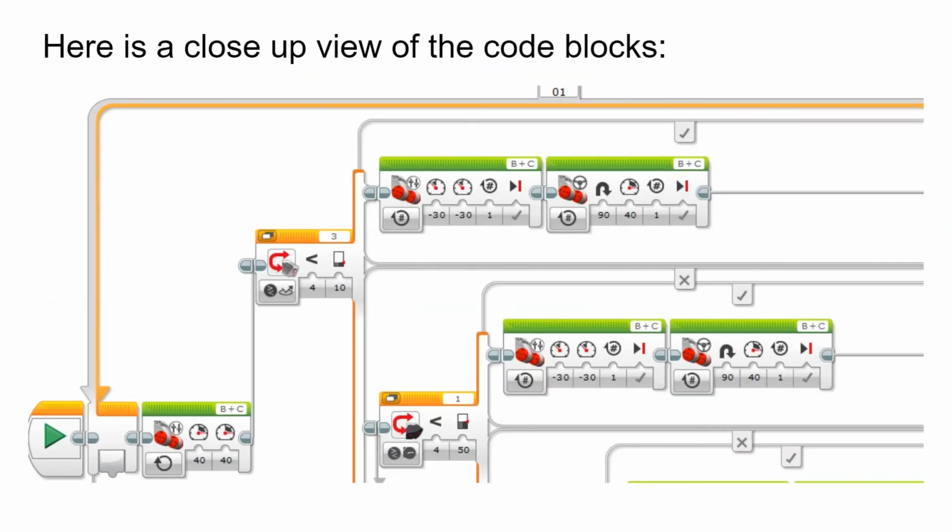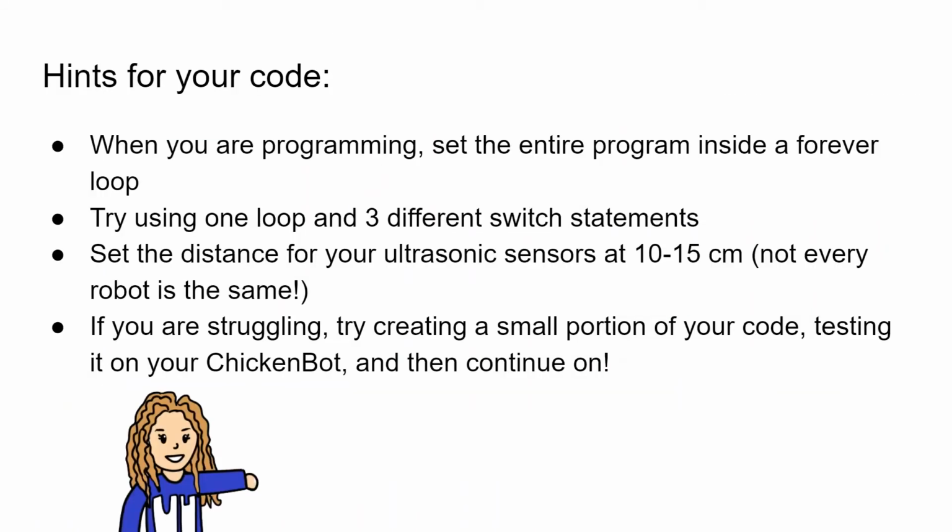Here is a zoomed in view of our example code. Some hints for your code. When you're programming, set up the entire program inside a forever loop. Try using one loop and 3 different switch statements. This will make sure that your robot runs continuously.